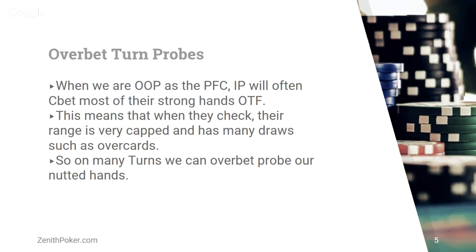Okay, so it's fine. So we're not capping our range. If we raise all of our sets there, we're not really capping our range because I guess enough turns will come to improve our calling range enough to stop them from overbetting at a high frequency, since we're raising our sets on the flop.